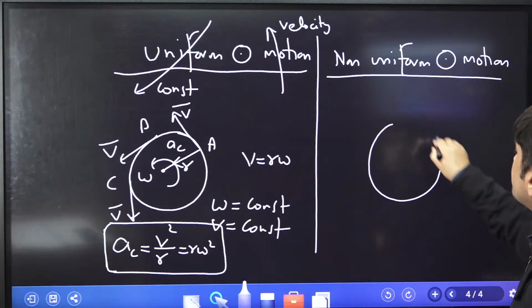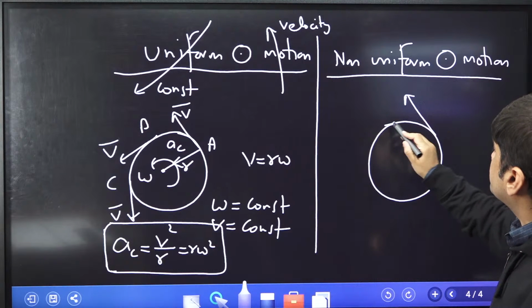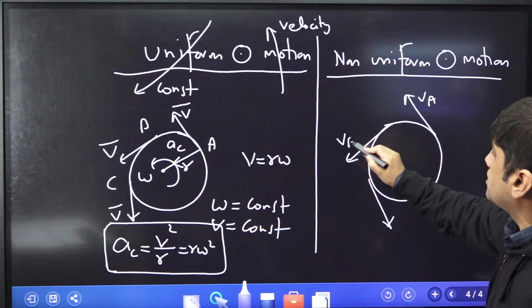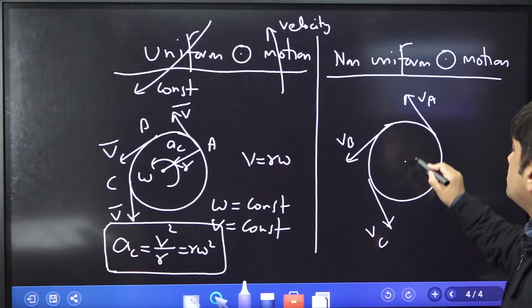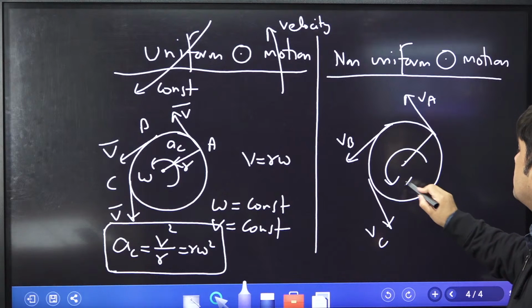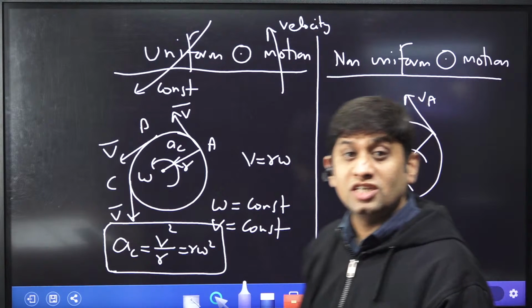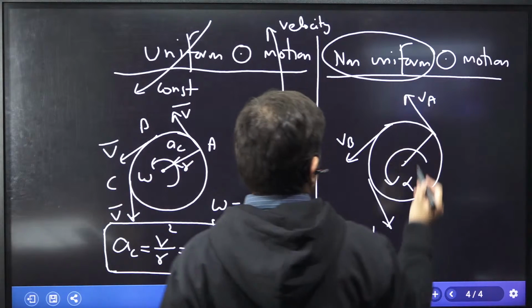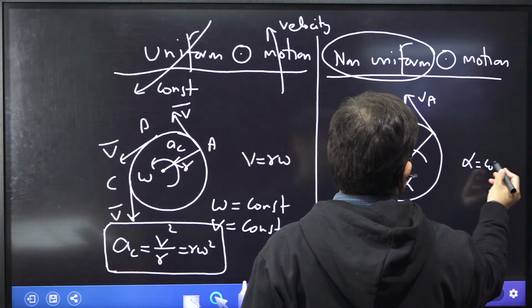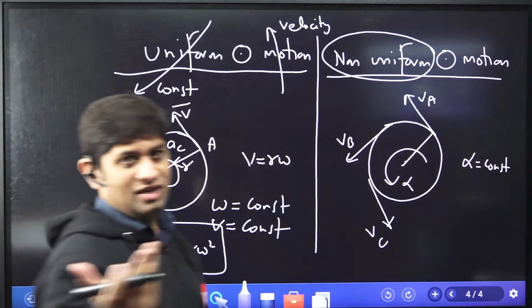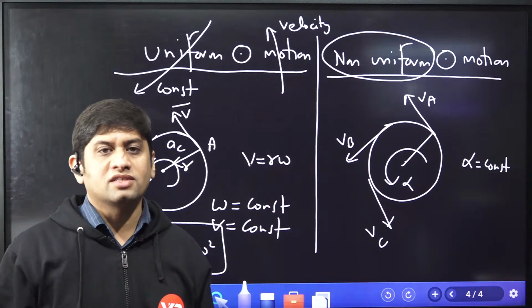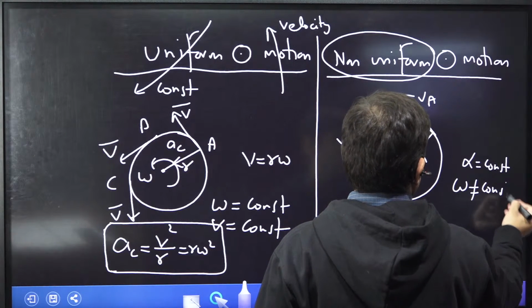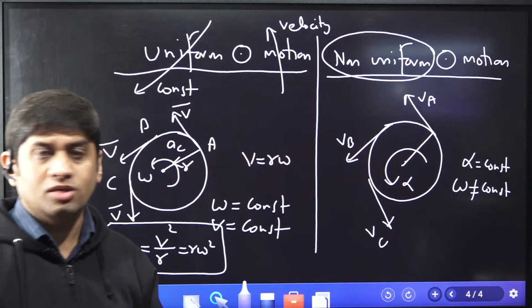Now what is non-uniform circular motion then? Okay, non-uniform circular motion means when I calculate velocity at A, velocity at B, velocity at C, then you know what? The magnitude as well as direction changes. Non-uniform means it is changing. That means omega is not constant. Yes, alpha is constant, I can assume that alpha is constant. And if there is alpha, angular acceleration, omega cannot be constant. That means omega constant नहीं है, और अगर omega constant नहीं है तो velocity भी constant नहीं है.